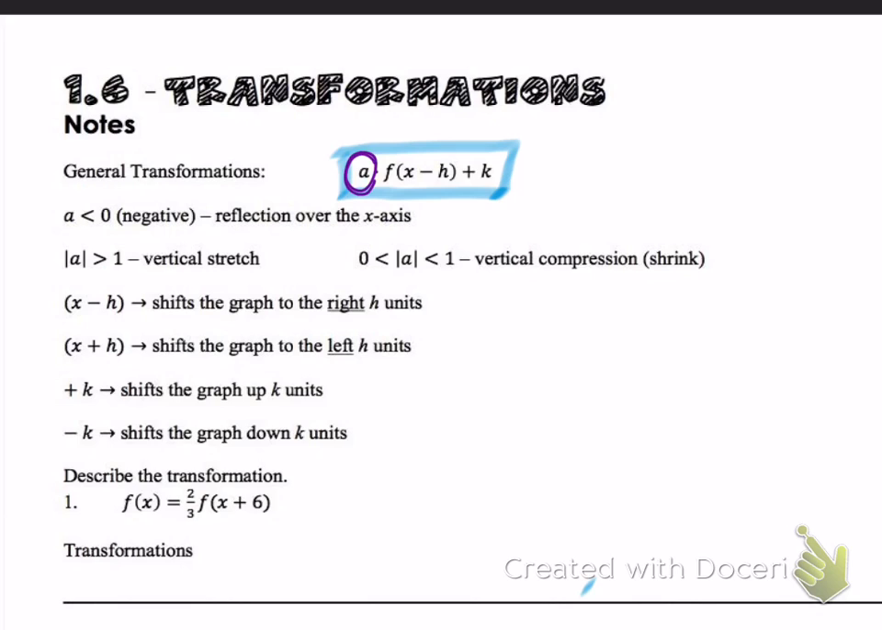If that a is negative, so if you have a negative sign, then you say the transformation that it reflects the x-axis. So it reflects the x-axis if it's negative. If it's a positive number, then you just don't say anything. You don't have to write as much, which is nice. Then we look at the number itself, so that value.